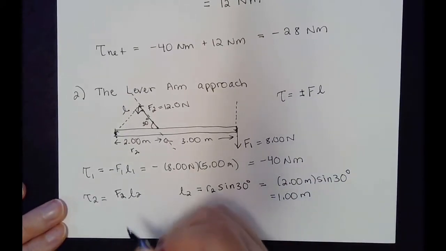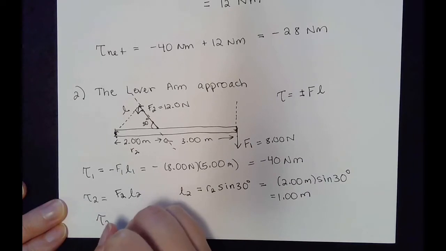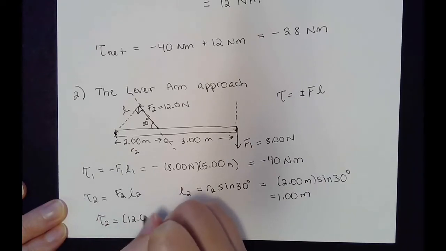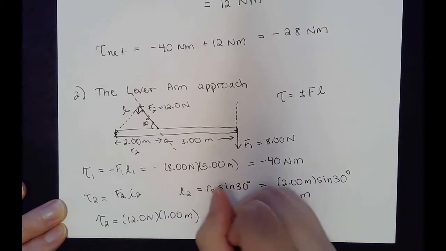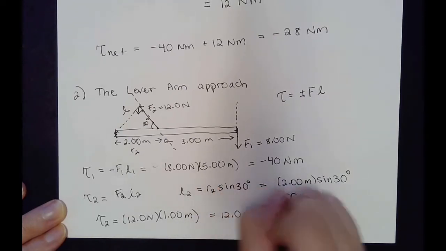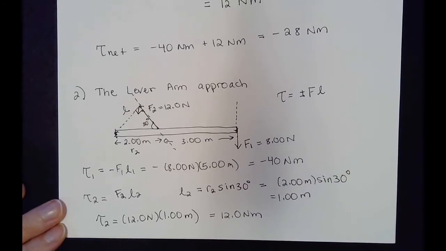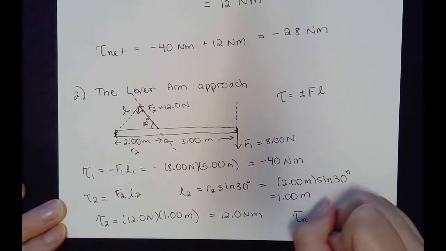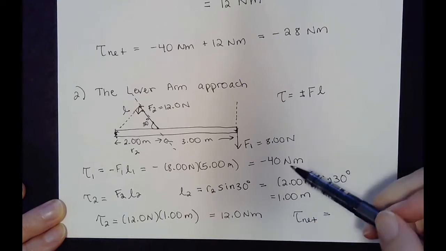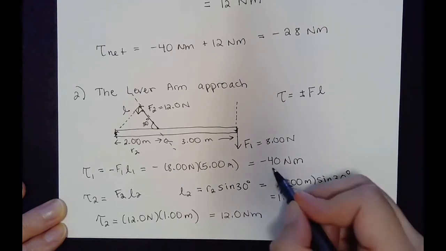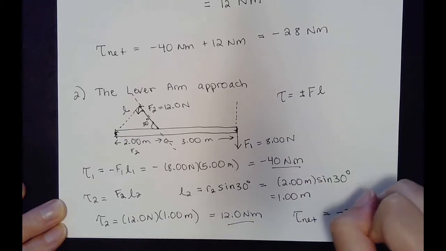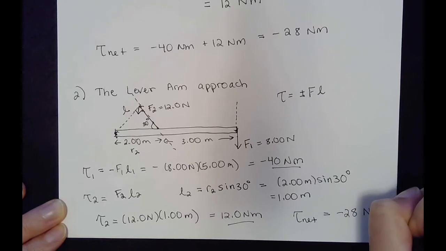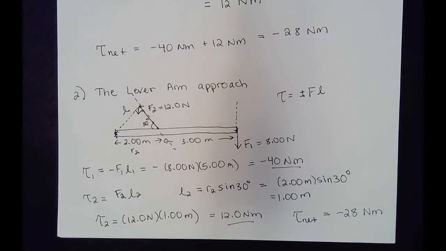So then when I calculate torque 2, it's going to be 12 newtons times 1 meter, which is 12 Newton meters. So of course we get the same values as before, and if we're going to add them up to get the net torque, we would still have negative 40 Newton meters, which was our first result, plus 12 Newton meters to give negative 28 Newton meters. So both methods work, and we shouldn't see any differences in the answers.